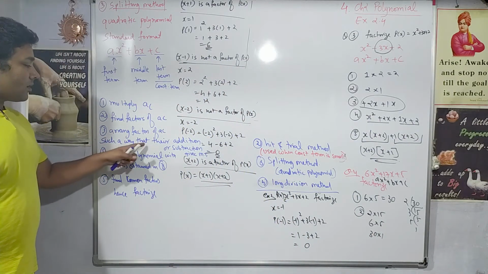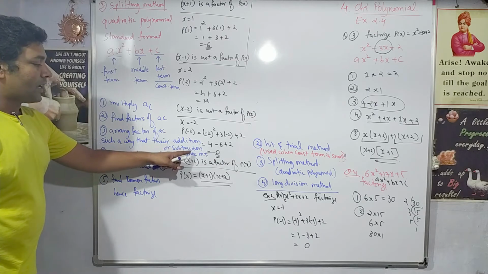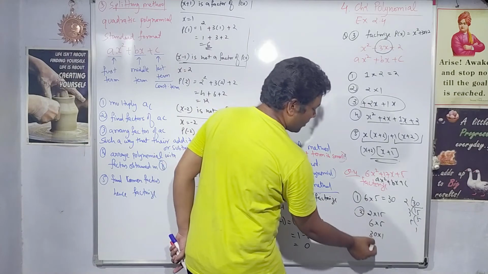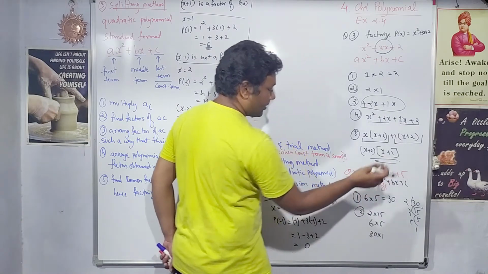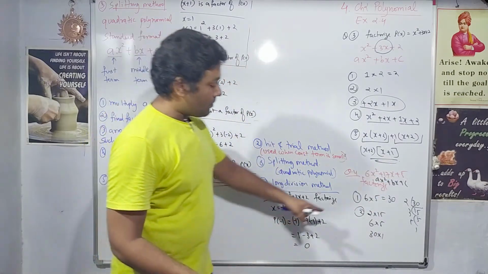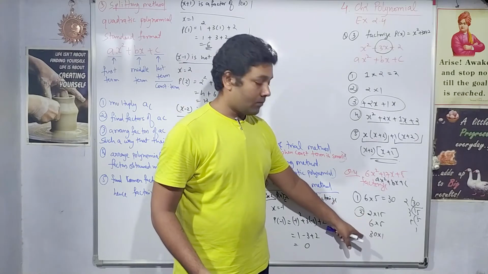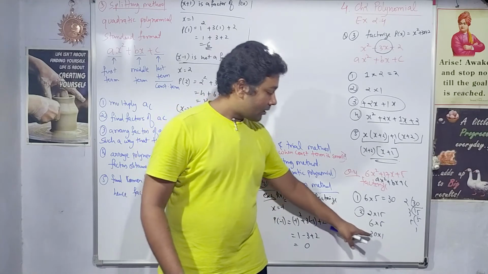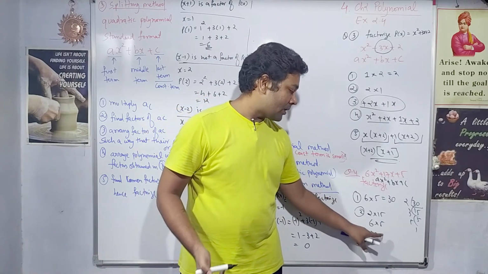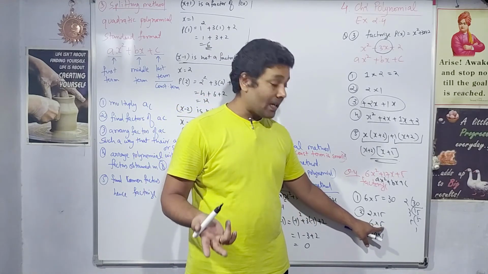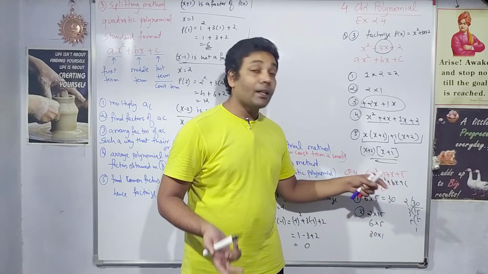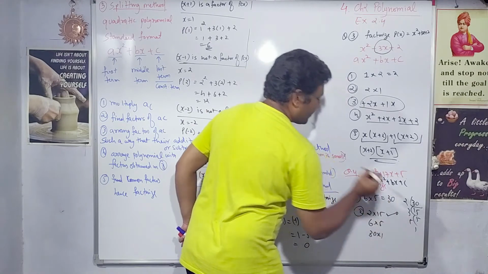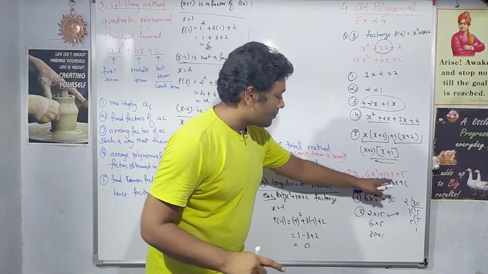Arrange the factors in such a way that their addition or subtraction gives the middle term. So I have to select one of the combinations so that I will get the middle term. Which combination is going to give me the middle term? 30 plus 1 is 31. 6 plus 5 is 11. 2 plus 15 is 17. Oh yes. So this arrangement of 2 and 15 will give me the middle term.